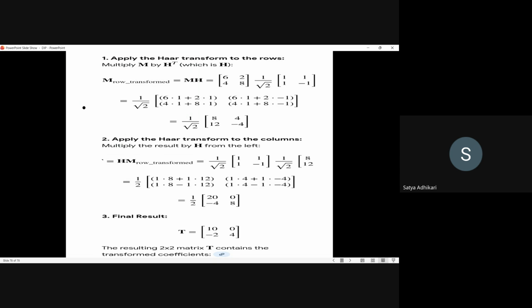This is not difficult, but you have to know that the Haar transform is calculated by HMH, where H is given and M is given in the question. So first find MH, then multiply with H on the left side. The resulting two-dimensional matrix T contains the transform coefficients.